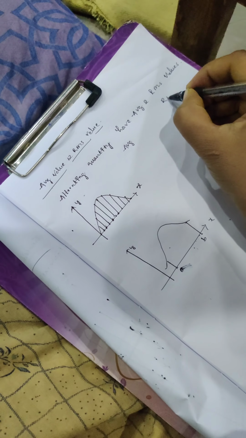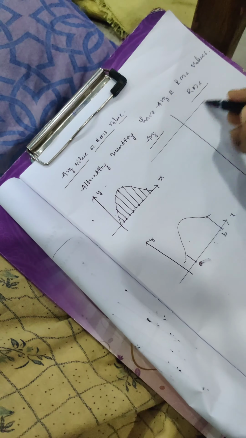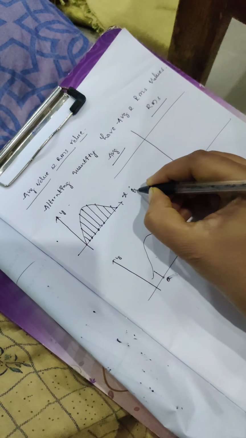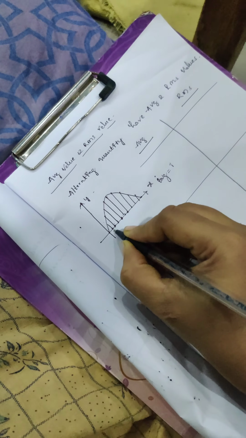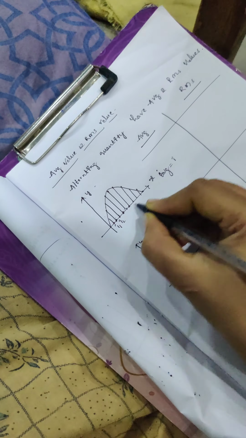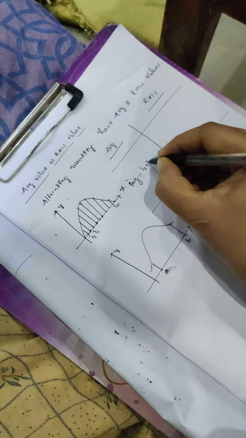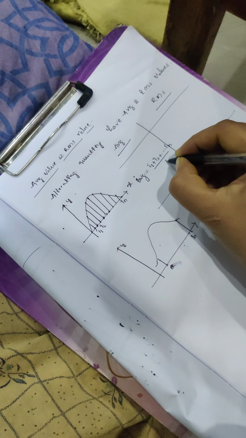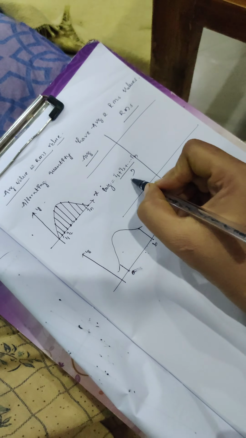So for this curve, the average value I average equals I1 plus I2 and so on up to IN, divided by N. This is the average value, meaning the sum of the currents divided by the number of currents.